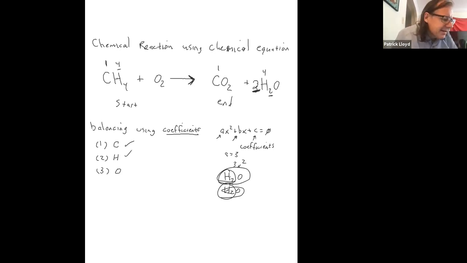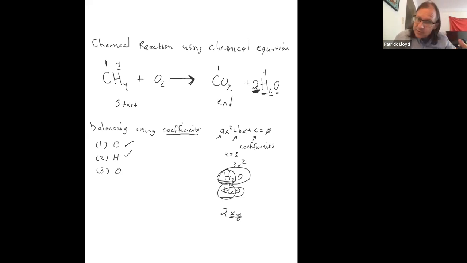Now keep in mind that by putting that 2 as a coefficient in front of the water, that changes the number of oxygens in the water as well. This coefficient refers to everything in here. So just like in algebra, if I said 2xy, well, that 2 is telling you how many x's you have, but it's also telling you how many y's you have. So the same thing here, this 2 is affecting the hydrogen and the oxygen.